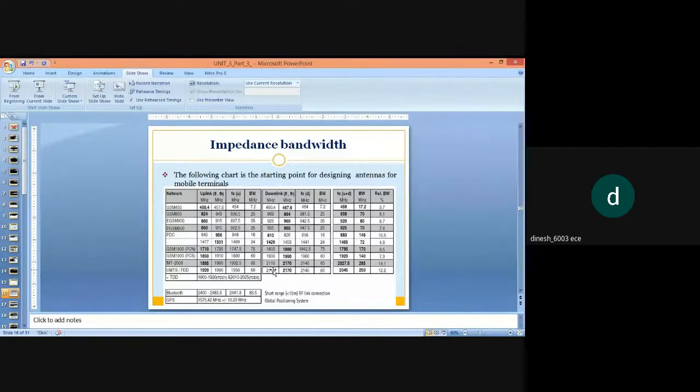So here is a chart that states the antenna network. What is the uplink frequency? What is the downlink frequency? Its resonant frequency and its bandwidth. So if you take the GSM 450, the uplink is 450.4, downlink is 457.6, the bandwidth is 7.2 megahertz. Then the downlink is 460.4, lower range, and the higher range is 467.6. The cutoff is 464 and the bandwidth is 7.2 megahertz.